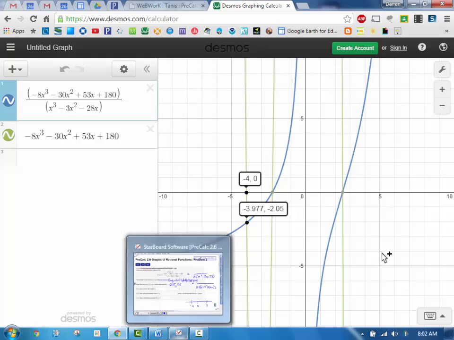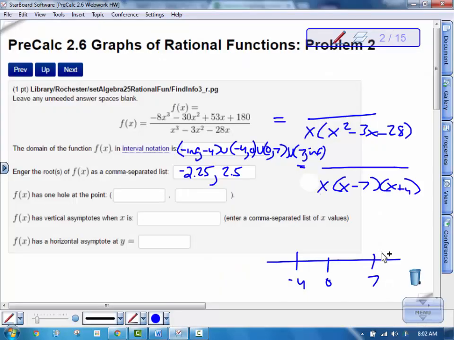So what that means then is, in the top, one of the factors is x plus 4. If one of the zeros of the function in the numerator is negative 4, then one of the factors is x plus 4, which means that that factor cancels and creates a hole. So that hole is at the point negative 4, comma, and I don't know what they want for y, because negative 4 is undefined in the original function.